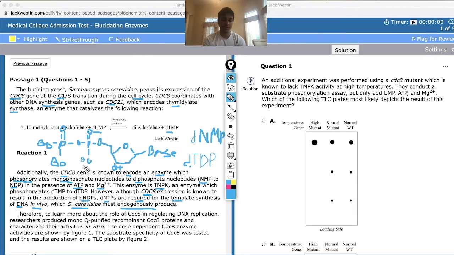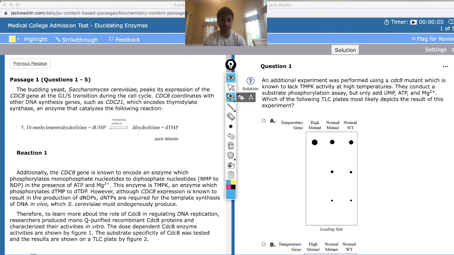So the experiment later on in the passage is just going to look at that. We're trying to figure out whether this CDCA protein, the TMPK, can also have some TDPK activity. Can it convert the diphosphates to triphosphates? Because we know it can convert the monophosphates to diphosphates. We want to see if it can make triphosphates from diphosphates. Okay, let's move on.